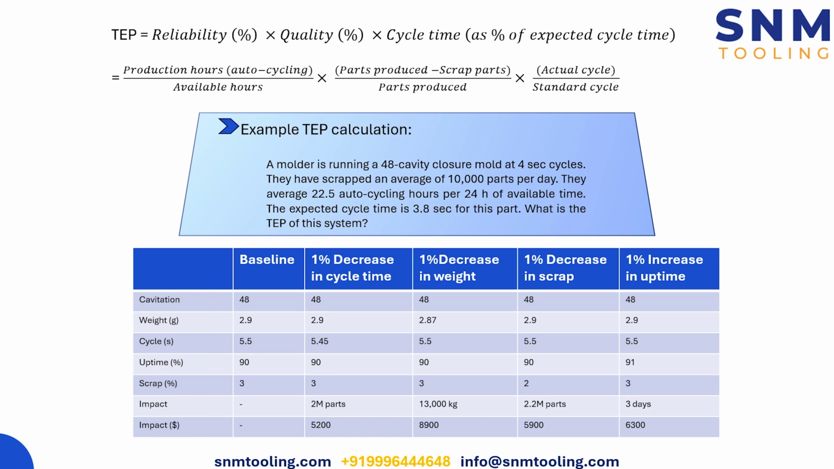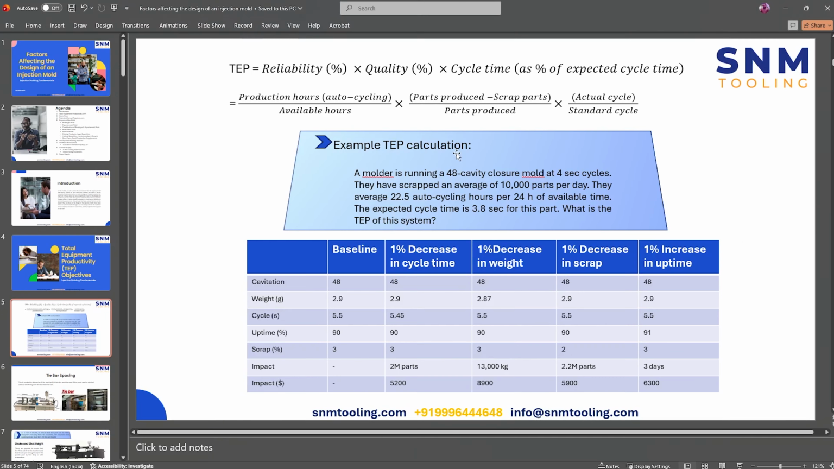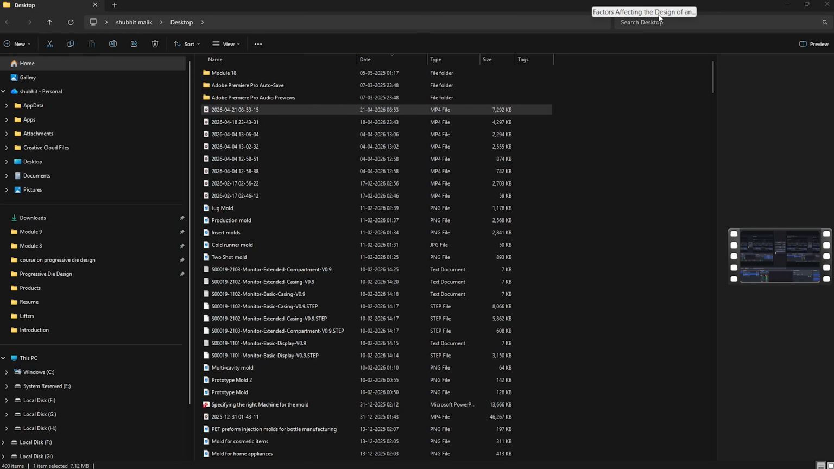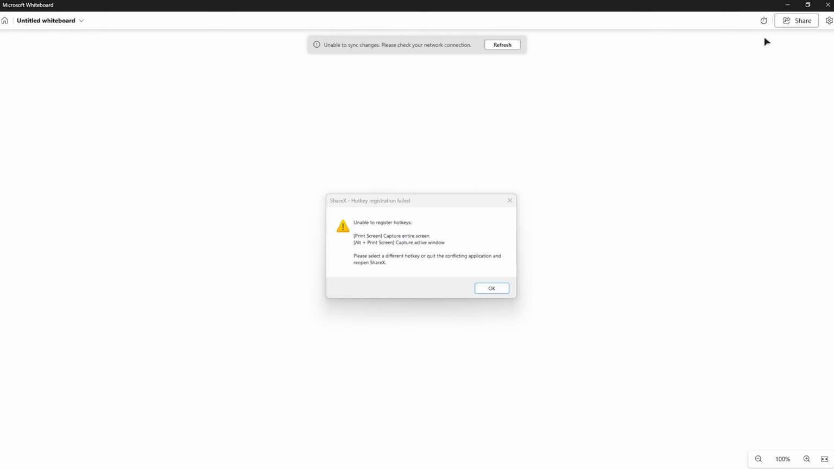So we have an example here. We have a 48 cavity closure mold. Closure is your cap, right? There can be a cap which is molded in a 48 cavity mold. A cap can be any type of cap, be it a flip top cap or a bubble cap.